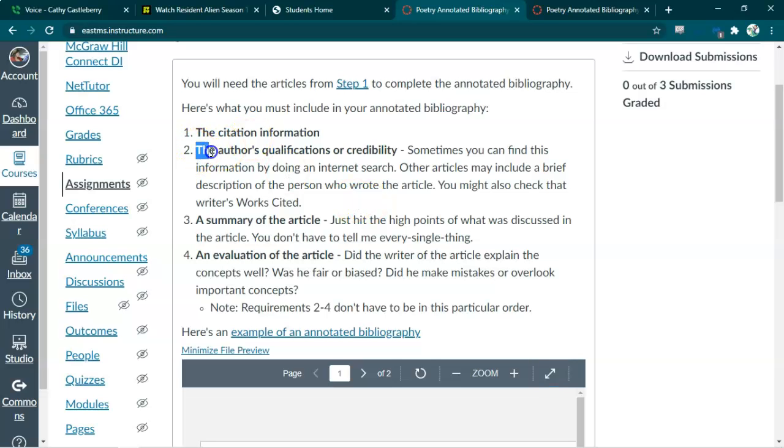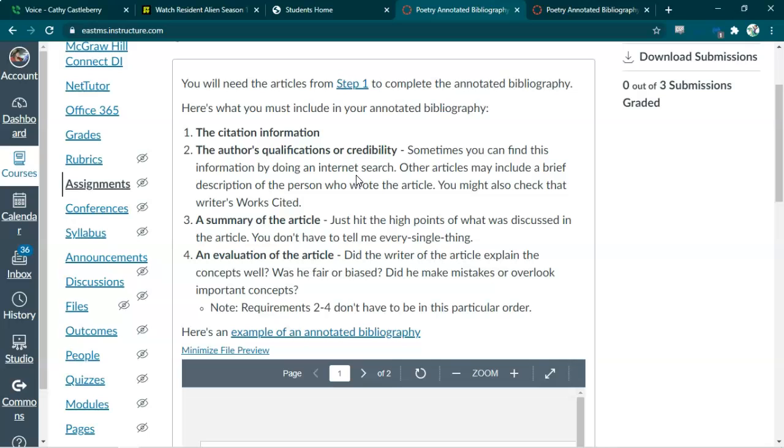You need to talk about the author's qualifications or credibility. Now, how do you find that information, right? Sometimes you can do an internet search of that author's name, especially if they don't have a very common name. And you can get some information about the author. You don't have to do any citations. I don't want you to do any quoting. You just need to summarize that information that you find online in your own words.